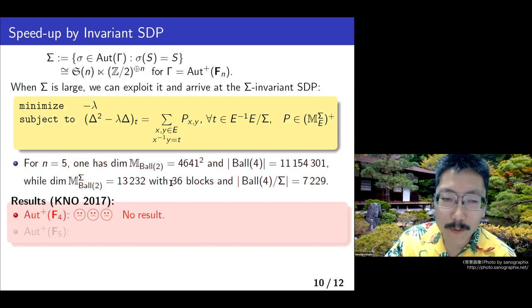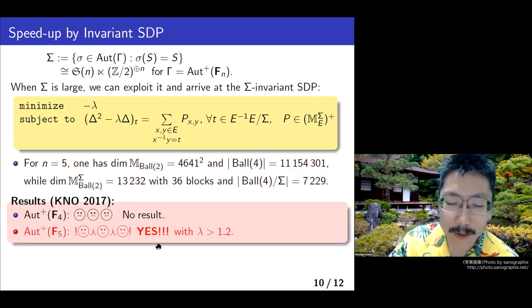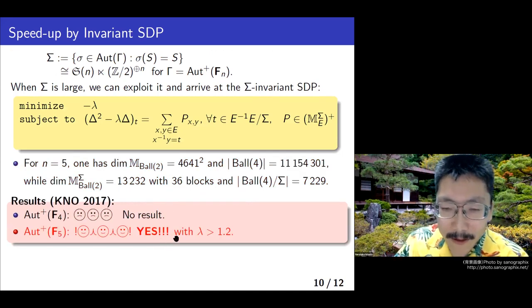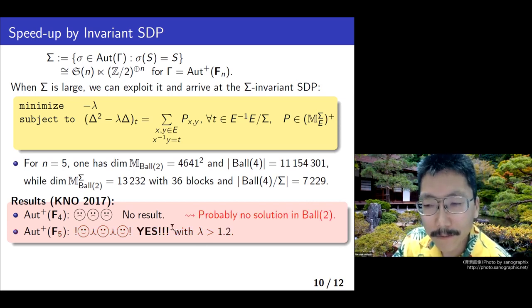And the ball of radius 2. Surprisingly, it was enough for the automorphism group of the free group on 5 generators. For the automorphism group of the free group on 4 generators, we believed that the ball of radius 2 is not enough, and we were not sure if this group has property T or not. And Kazhdan's constant is quite visible. It's big, large enough.